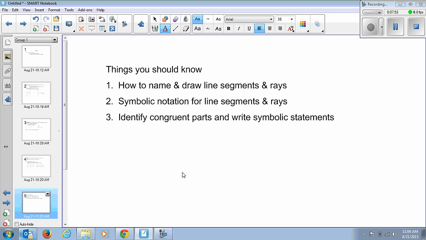This concludes our lesson for 1.1. Again, make sure you have the notes copied down in your own handwriting, and they will be due first thing tomorrow in class.